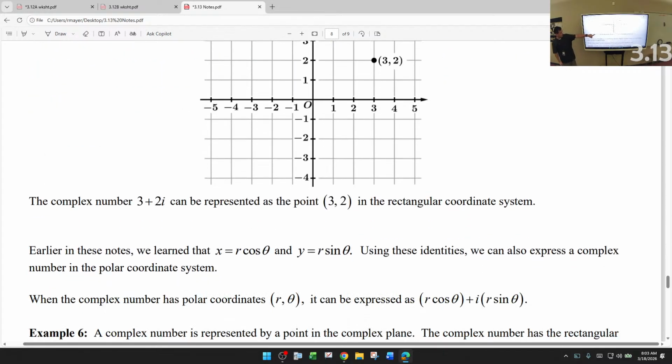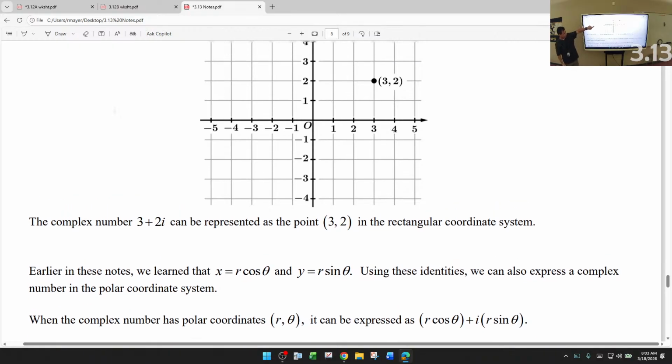There it is. 3 plus 2i can be represented as the point 3, 2 in a rectangular coordinate system, even though it's an i. If it was 3 minus 2i, you would still go to 3, but then you would go to -2. And if it was -3 plus 2i, you would go to -3, then 2. Just like you would think. Nothing's flipped, nothing.